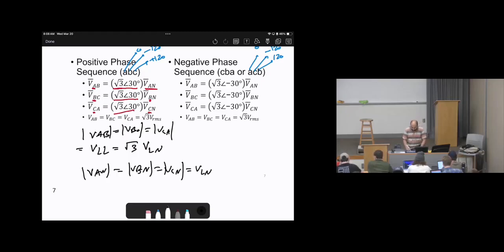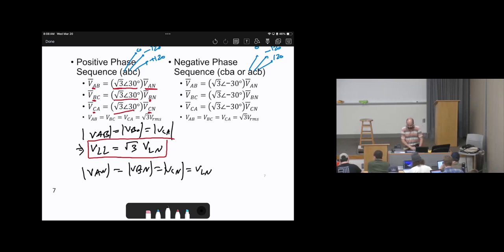So as a result, we get this famous formula that we will use a lot: V line to line equals root 3 times V line to neutral. And again, what's the V line to line? It's the magnitude of all VAB, VBC, VCA. What's V line to neutral? The magnitude of VAN, VBN, VCN.